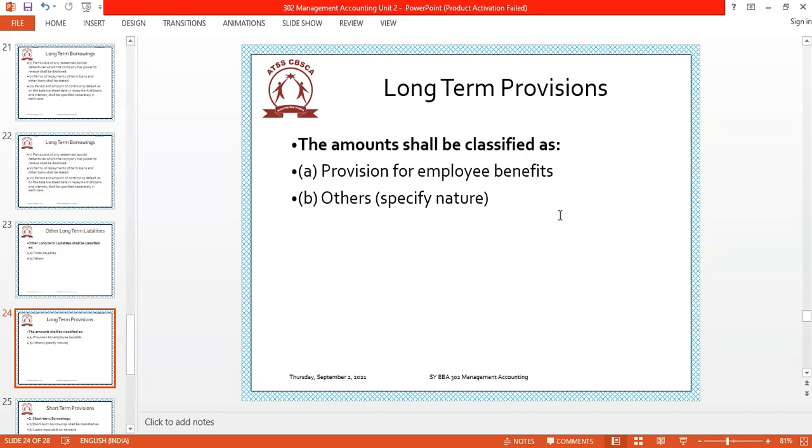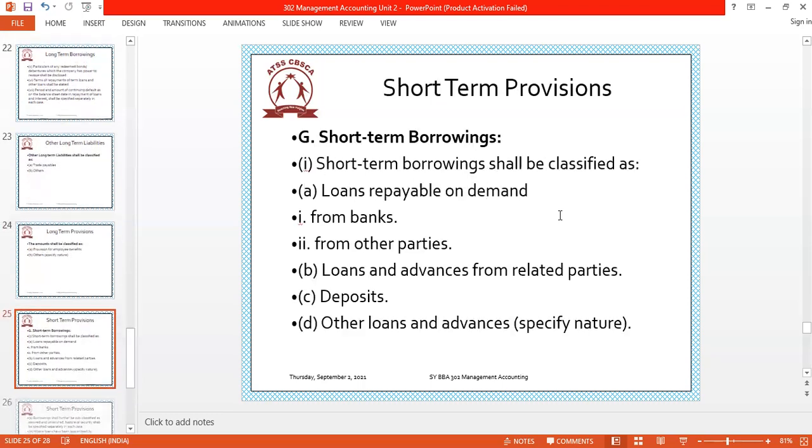A provision means you are making a certain arrangement that in the future, if any employee leaves our organization, we may have to give him gratuity or provident fund, and that will be taken care of on the balance sheet liability side, shown as provision for employee benefits. This is your long-term provision. Next.